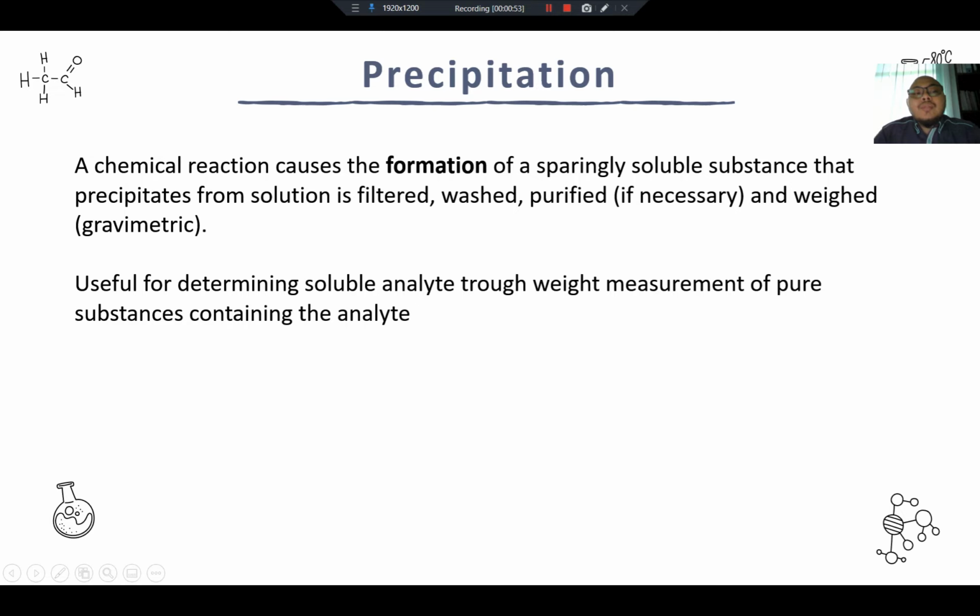Okay, so it's useful for determining a soluble analyte through weight measurement of a pure substance containing the analyte. Okay, maksudnya kita combine the analyte dengan something else yang lain, dan kita boleh tahu melalui calculation, a lot of calculation as you already done on the gravimetric. So based on the compound, let's say for example AgCl, you can trace back for the amount of, for example, chloride in that particular solution.